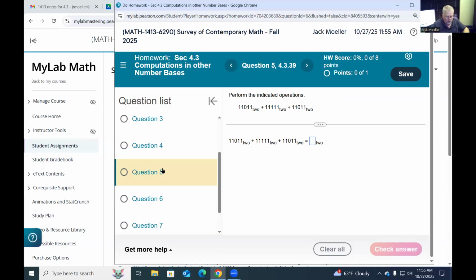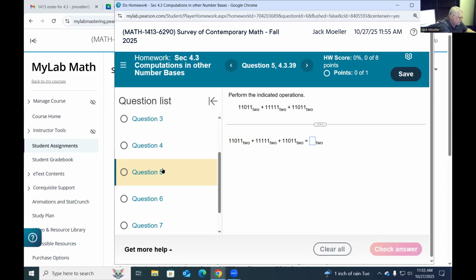All right. So this is question number 5, 4.3 homework. All right, so we have 11,011 base 2, and then 5 ones, and then 11,011 again. All right, so now we're adding 3 numbers at once in base 2. So let's go column by column.